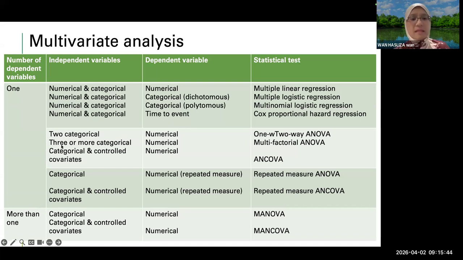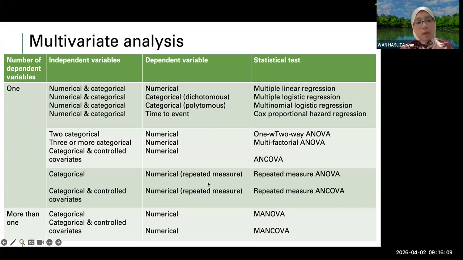Next, you have categorical, but you control the covariates. Later on I will explain the example. So the suitable statistical test is known as ANCOVA.